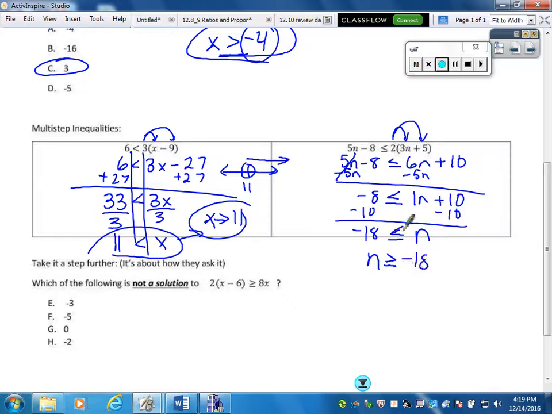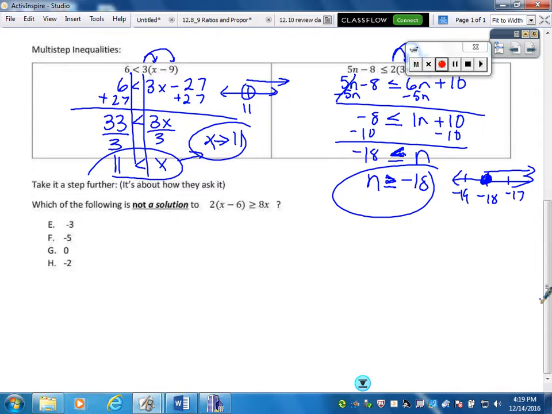It's about that sign facing the same thing. Like your n is greater, your alligator's eating the n, so the alligator still needs to eat the n when you switch it around. So if I was going to graph this one, I'd be here at negative 18. It'd be a closed circle, and it would actually be going towards the bigger numbers, towards the positives over here, rather than these negatives.